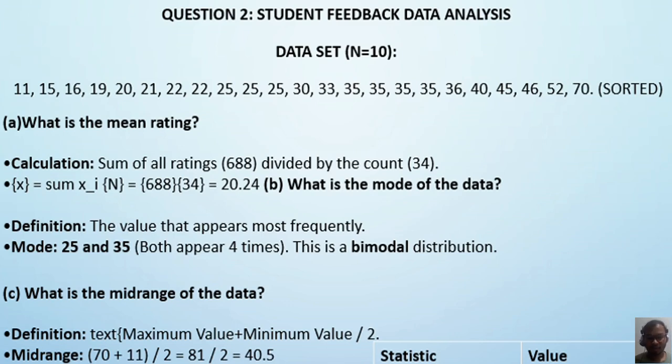20.24. Definition: the value that appears most frequently. Mode: 25 and 35 both appear 4 times. This is the bimodal distribution.